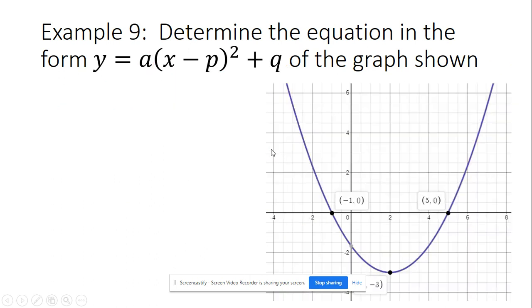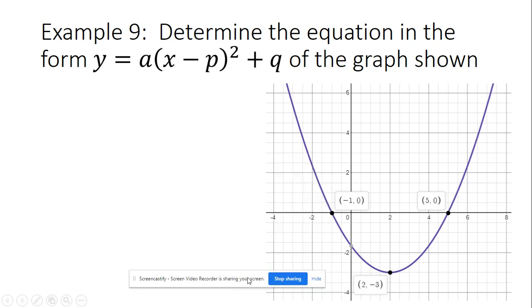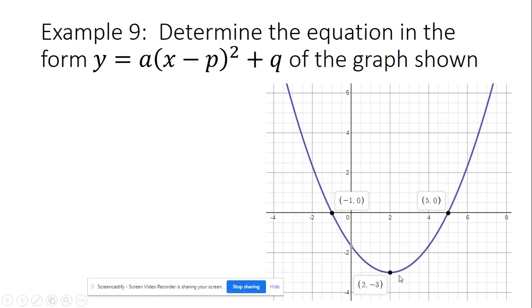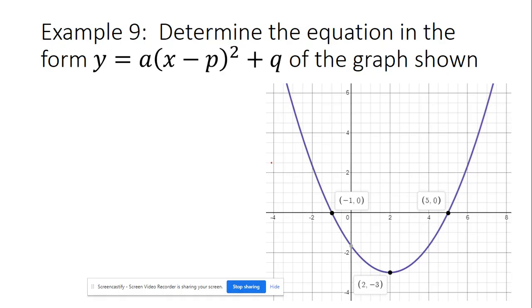Let's look at this one. All right, similar idea over here. As we're given a graph where our vertex is here, and it's passing through these points over here. We're actually giving you the two x-intercepts over here as well. Okay, so here is our p and our q, and it doesn't matter which point I use, but I'm only going to use one of them. I'm going to use this as my x and this as my y here.